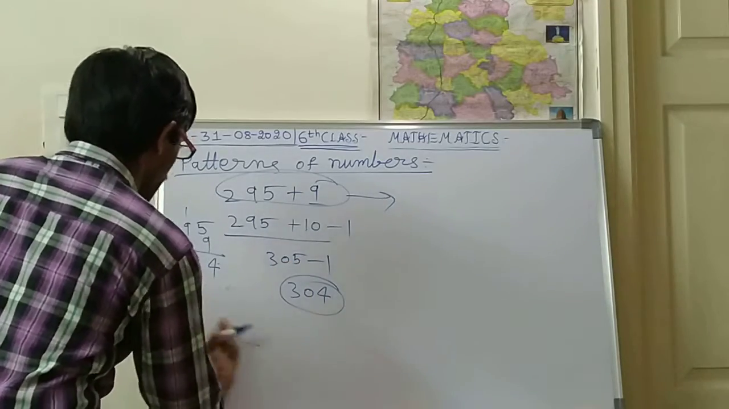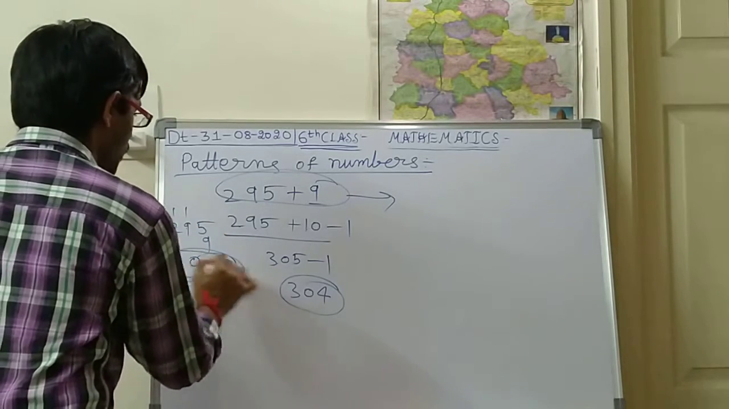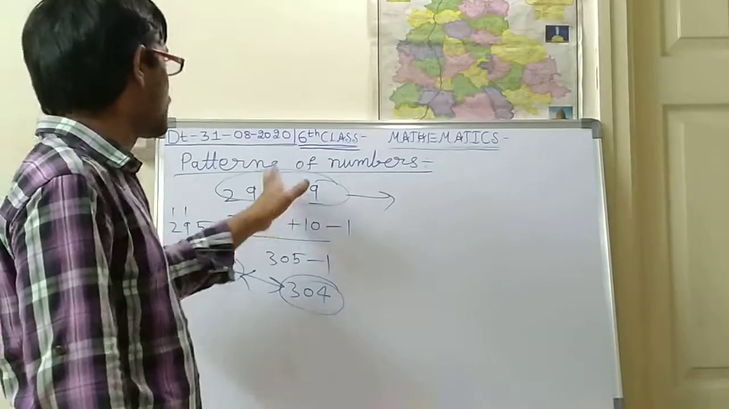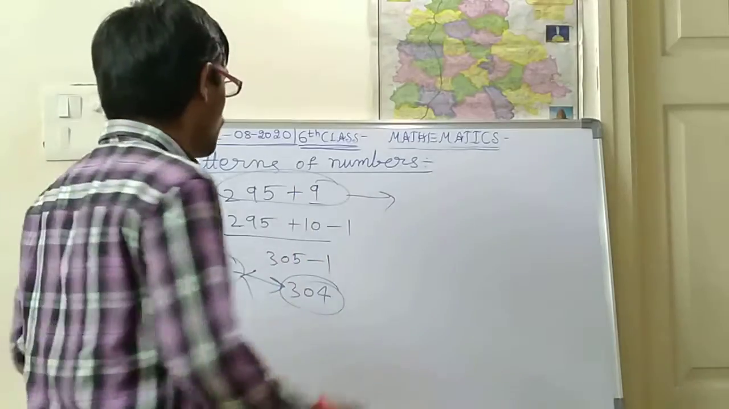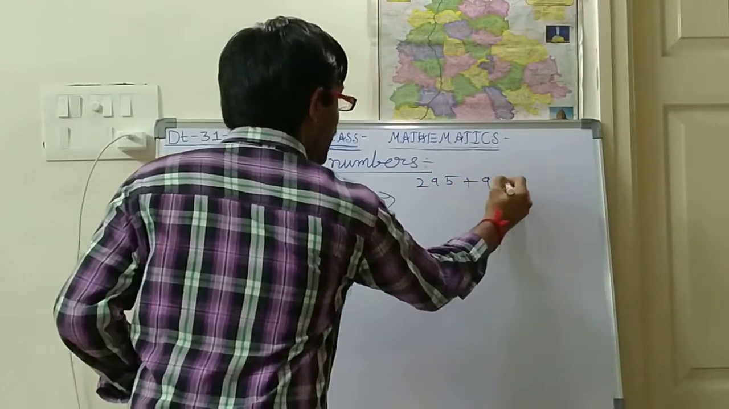Now you check here. So 9 plus 1, 10. 2 plus 1, 3. So both are tallying. So your result is equal. So this is in the form of addition, where you keep 9. Like this. Next, suppose 295 plus 99.